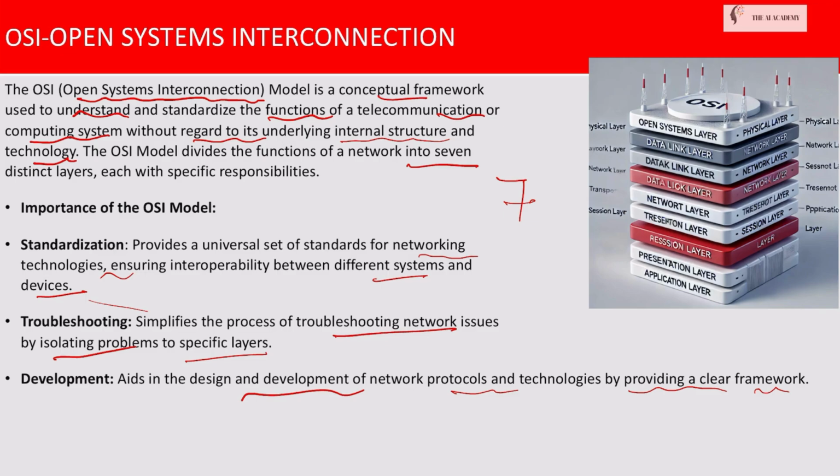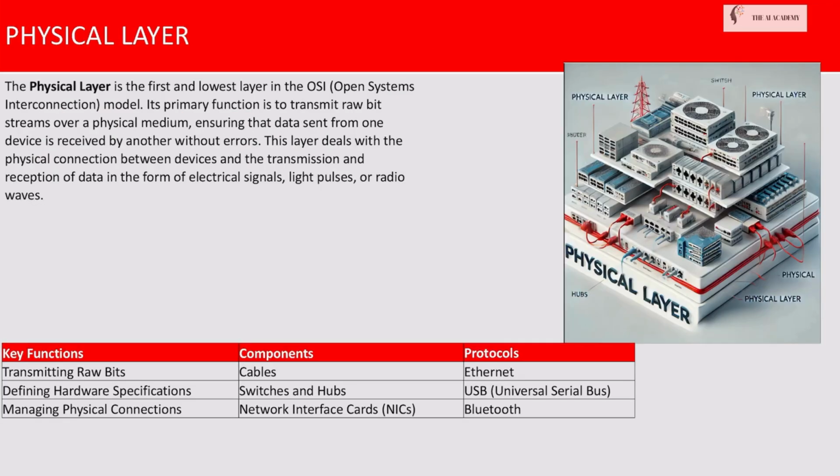Let us start with the physical layer, also known as Layer 1. It is the first and lowest layer in the OSI model. Its primary function is to transmit raw bit streams over a physical medium, ensuring that data sent from one device is received by another without errors.